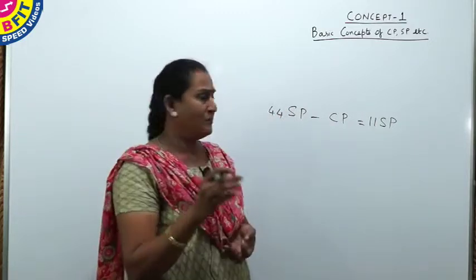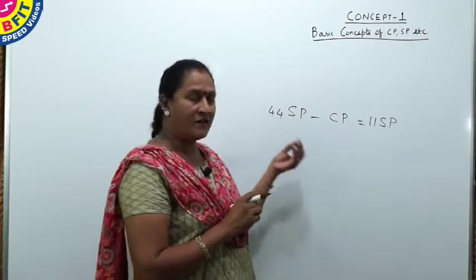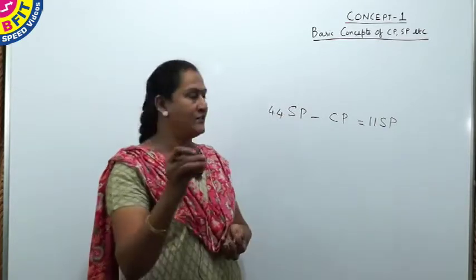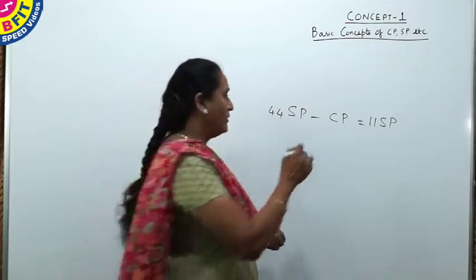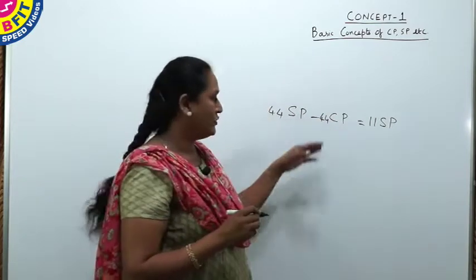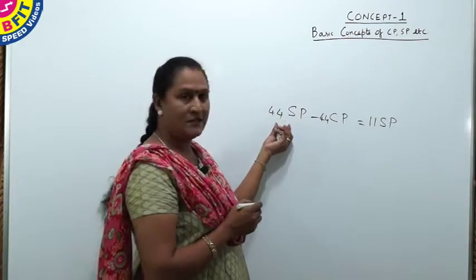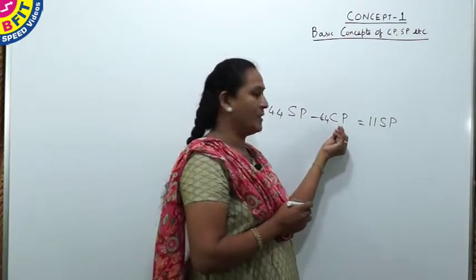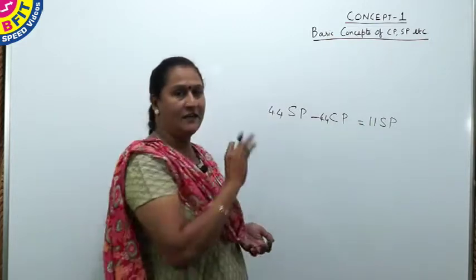By buying 40, he can't sell 44. Or buying 50 and selling 44, we can't decide the profit percent. So whenever 44 apples are sold, we take the base as the same. So it should be for 44 cost price. So gain is 44 apples selling price minus 44 apples cost price, which is equal to 11 selling price. So this is the data given.